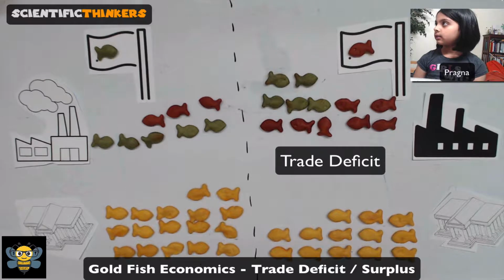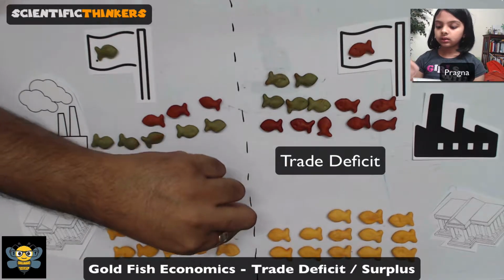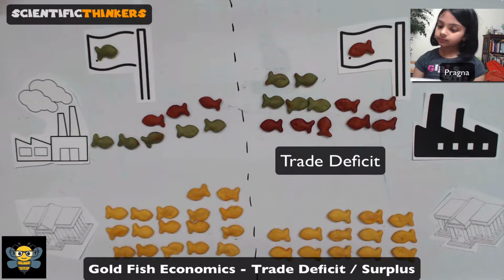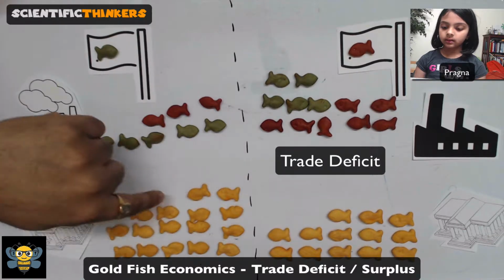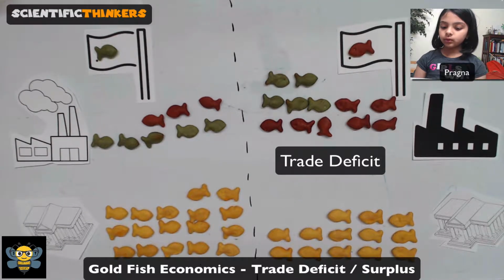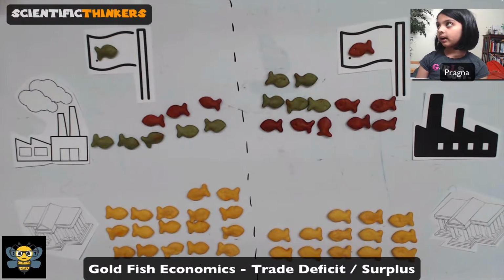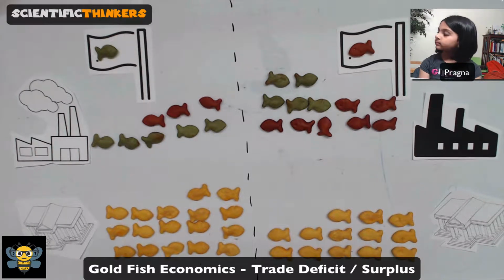So now, is it a good thing or a bad thing that anyone is losing money, anyone is making money? Losing money is a bad thing, and making money is a good thing. That's a good example. But I'll give you an example where losing money is a good thing. Can you believe that? Should I show you? Okay.